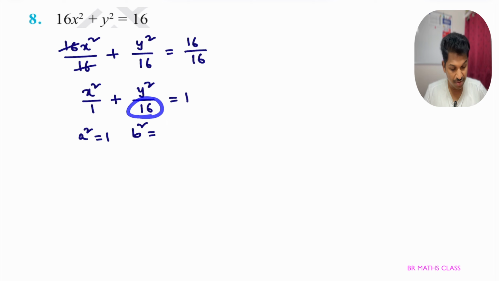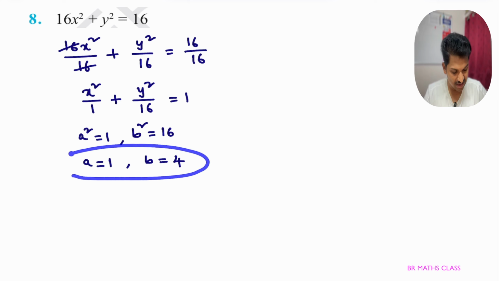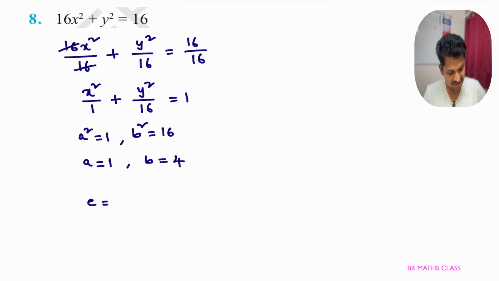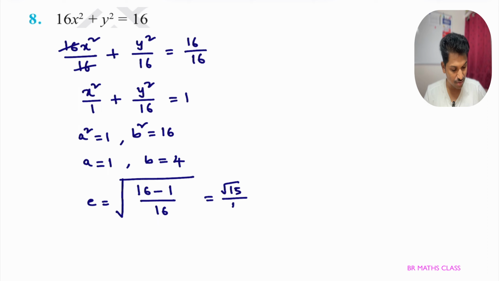What is the b square value? B square value is 16. So from this, what is a? A is 1. What is b? B is 4. Here clearly a is less than b, right? So now I'll calculate the eccentricity. Whether it is the first type or second type, this trick works. In this formula, bigger number minus smaller number divided by bigger number. So root 15 divided by root 16, and root 16 is 4. So we got three major values: a value, b value, e value.